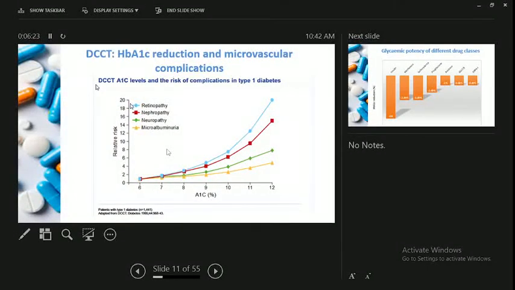Similarly, the DCCT/EDIC, the long-term follow-up trial in type 1 diabetes, also showed that the level of HbA1c is associated with relative risk of microvascular complications like retinopathy, nephropathy, neuropathy, and microalbuminuria. You can see that as the HbA1c goes up, the relative risk rises exponentially. So you need to reduce the HbA1c.